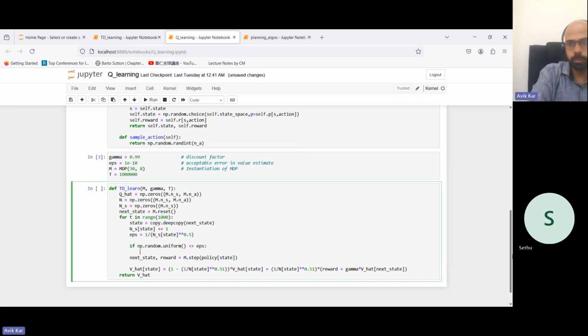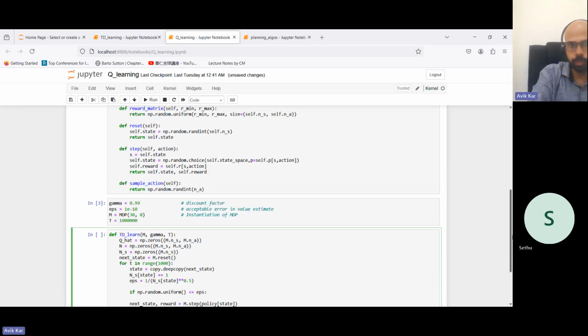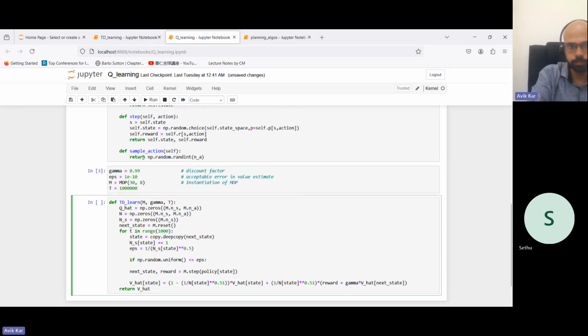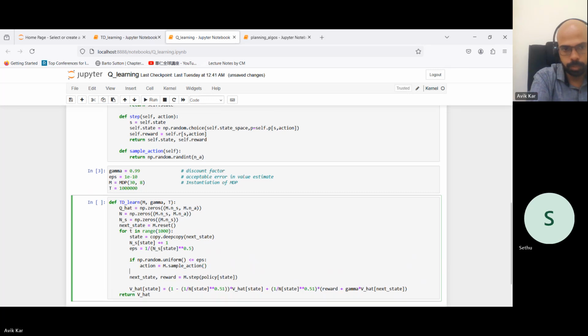There is a function already written for taking an exploratory action, that is sample action. So action equals env.sample_action. Else, we take the greedy action.